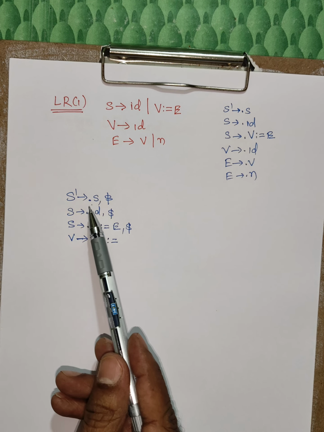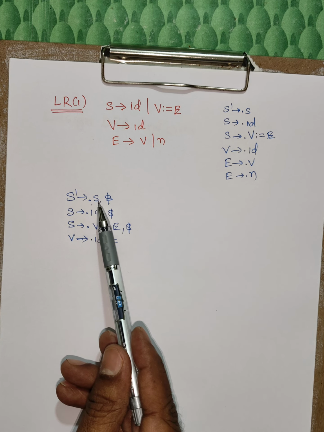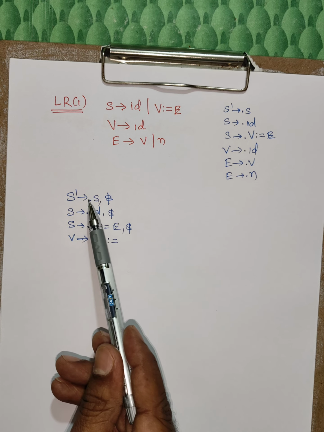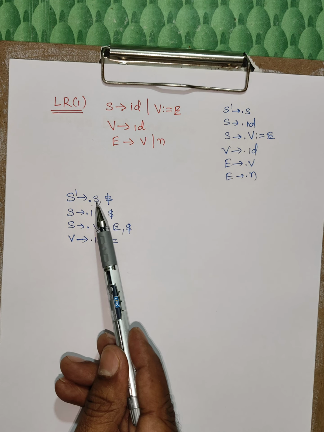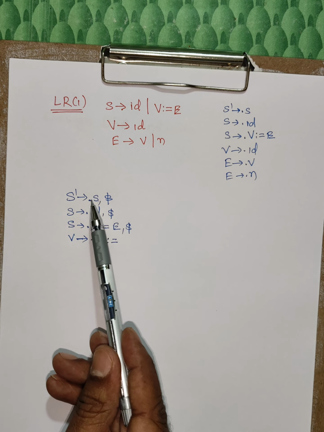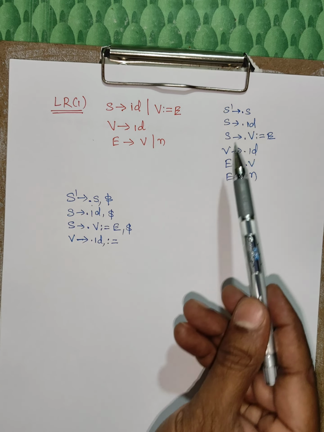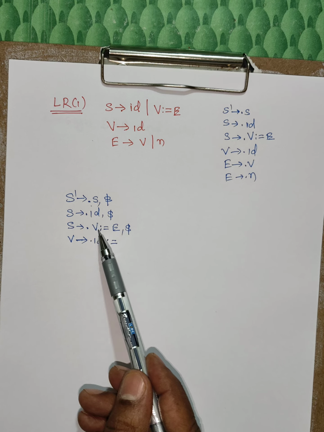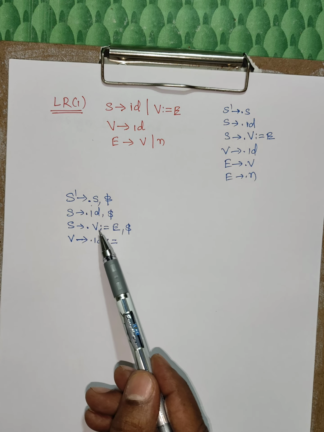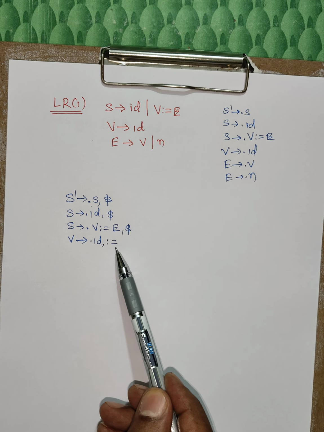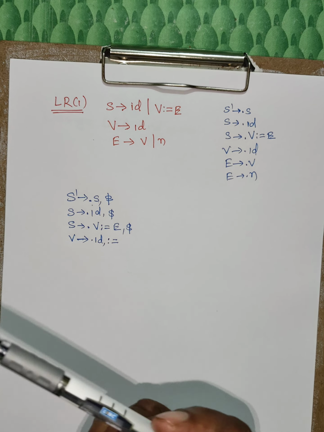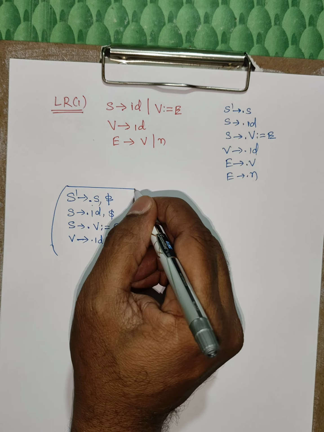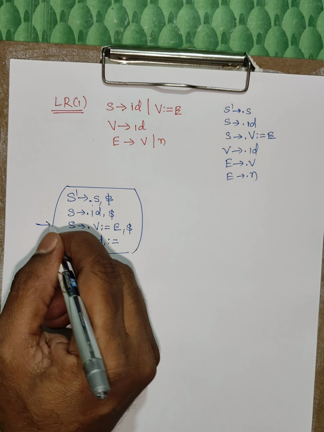Don't get confused. S' produces dot S, follow of S' is dollar. After dot, S is a variable, all productions of S carry the same lookahead. S produces id and V, these two productions. After dot, V is a variable. If V is a variable, all productions of V have follow colon equal to, but this is a terminal. This is the initial state, state 0.